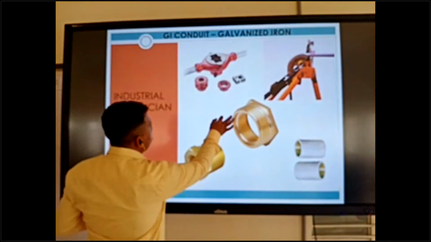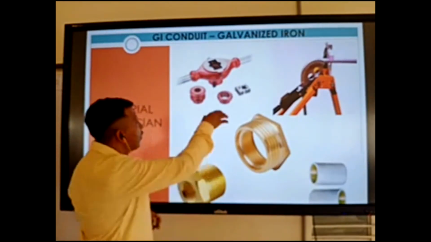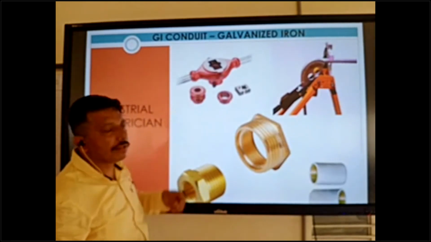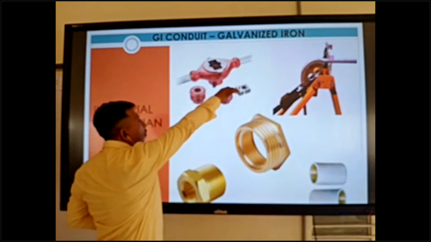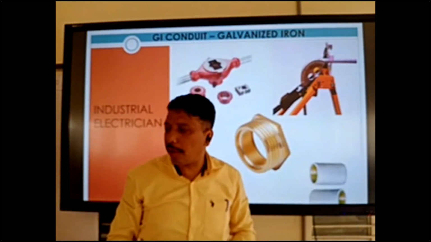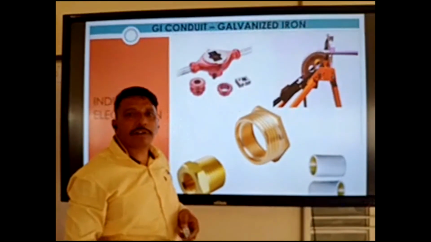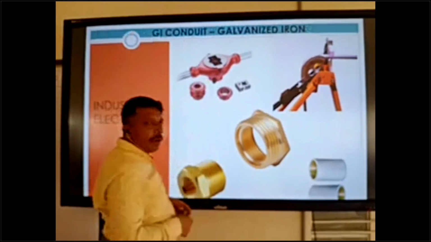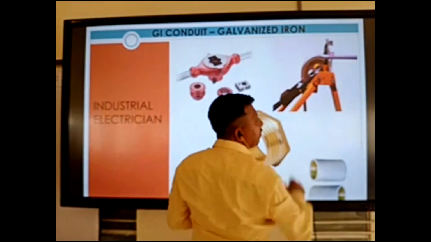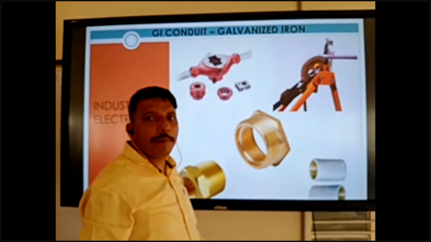Thread die machine. Just before, I will explain to you. This is the thread die machine. It is available as per sizes. If the pipe is 20 mm, you use a 20 mm thread die. If 25, you use a 25 mm thread die. And this is the GI pipe bending machine.